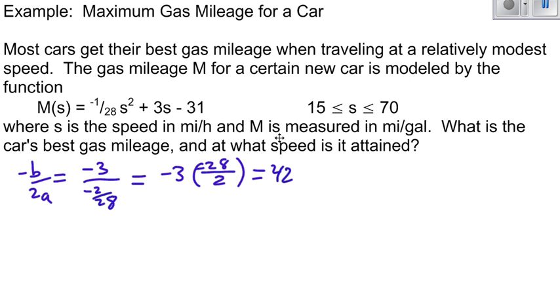So what that means is the best gas mileage happens at 42 miles per hour. So then to find out what the best gas mileage is, we need to plug in 42.